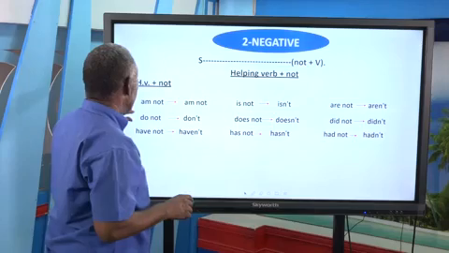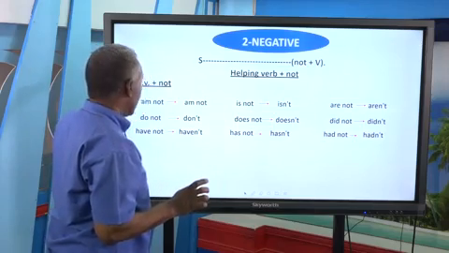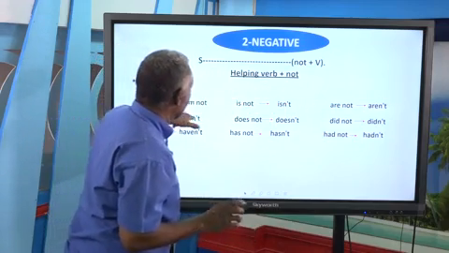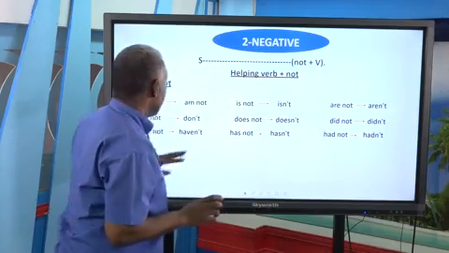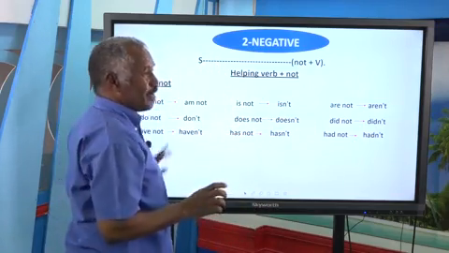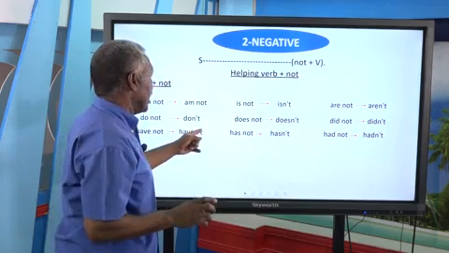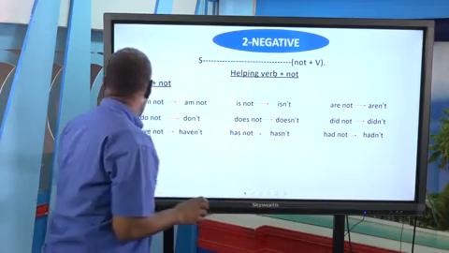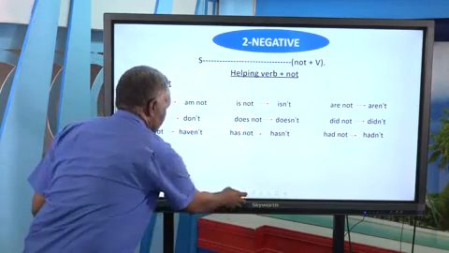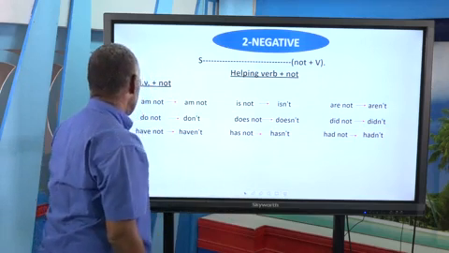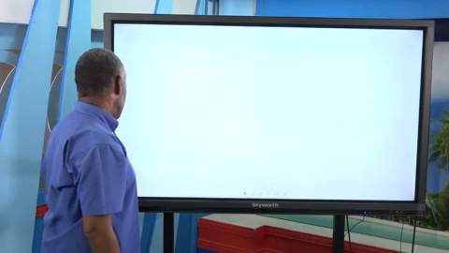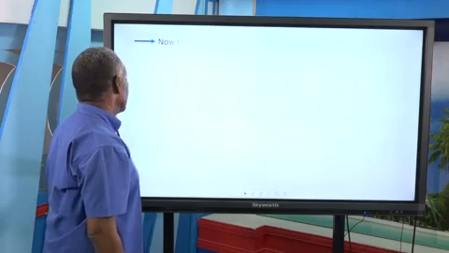This here is the verb to do, we use it with the simple tense. This here is the verb to be, this is for continuous, and do and does and did for simple. Have and has for perfect. This here, have not and has not, like this hasn't and hadn't, and the last one is will not or won't, which has the same meaning, okay.